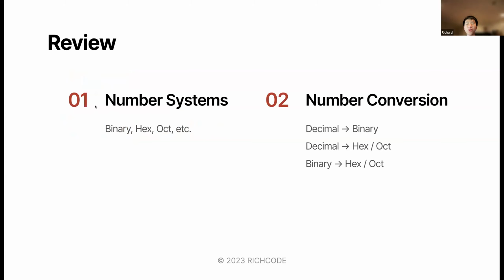So just a review, what are number systems? Number systems are different ways we can express numbers. We as humans use the decimal number system, which has 10 digits. And computers use the binary number system primarily, which only has 2 digits, 0 and 1. Last week, we also talked about how to convert between different number systems. So this week, we'll be doing more practice with that as well.